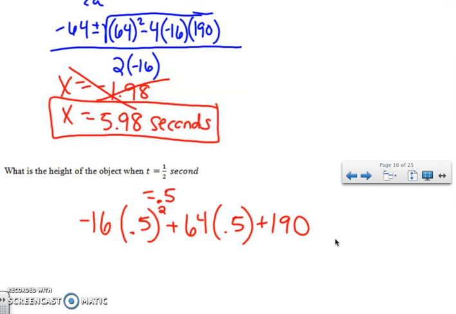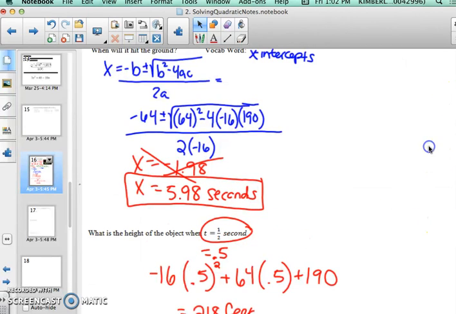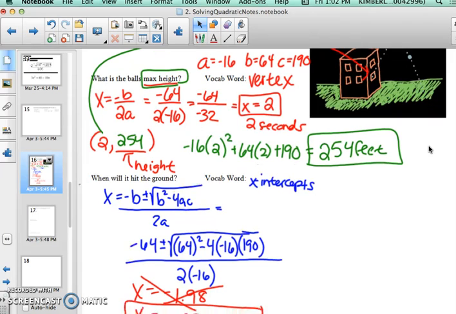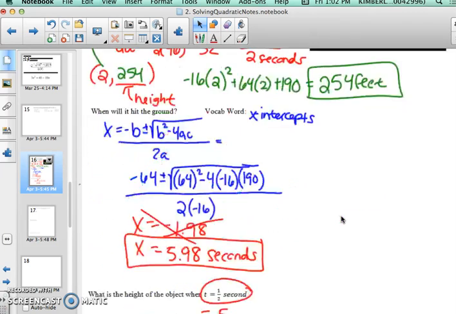Okay, so all I'm doing is substituting my time into my equation. When you type that in the calculator, you should get 218. So what that means is at half a second, that ball is at 218 feet in the air. Okay, so you can kind of use your equation to figure out any time that ball is in the air. Okay, so those are real world problems. Again, they're a little bit confusing because you've got to know your vocab and how to solve it, but that is how you do it.